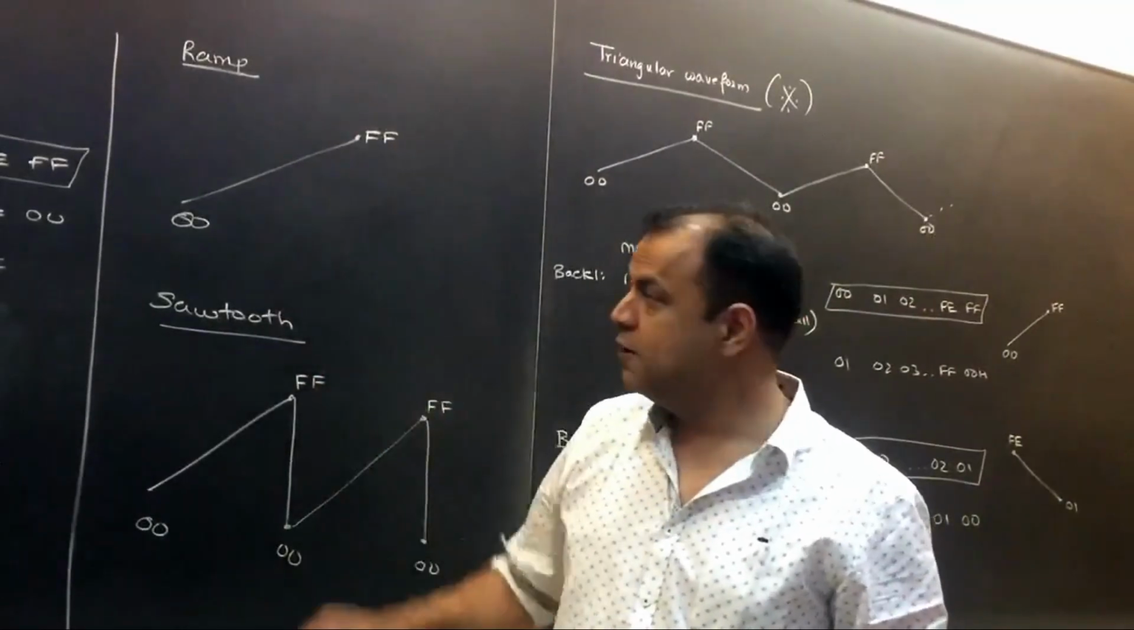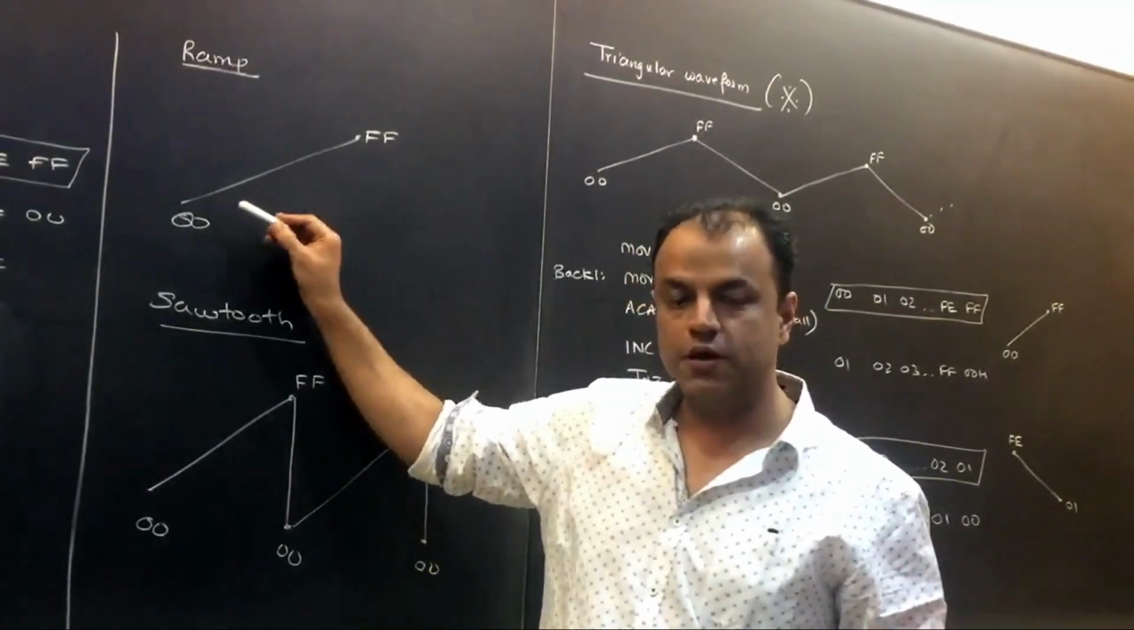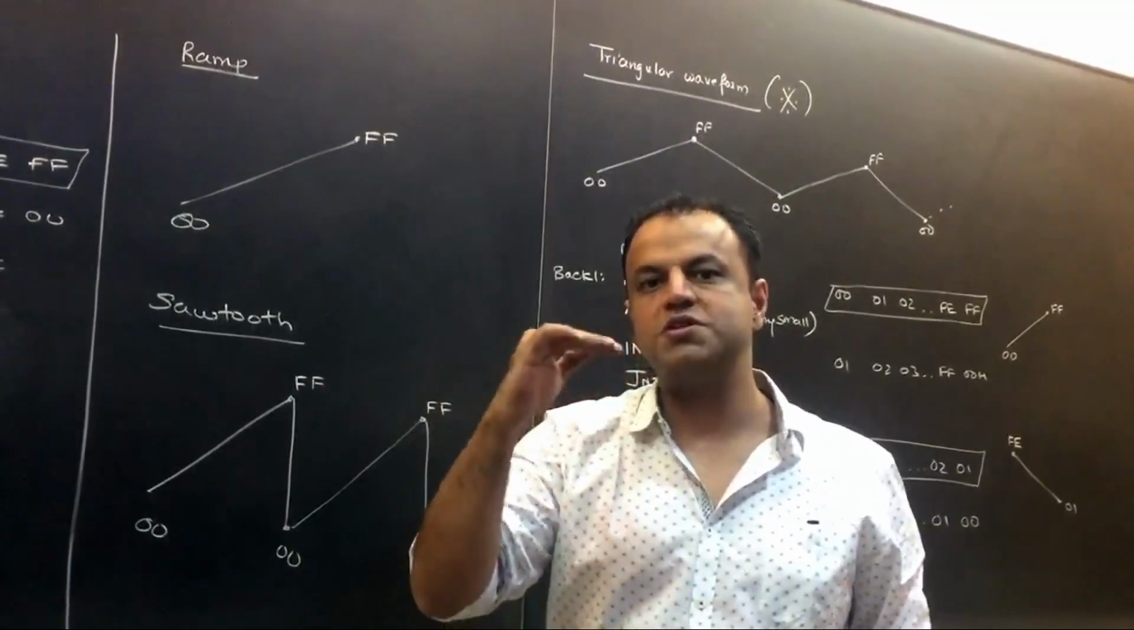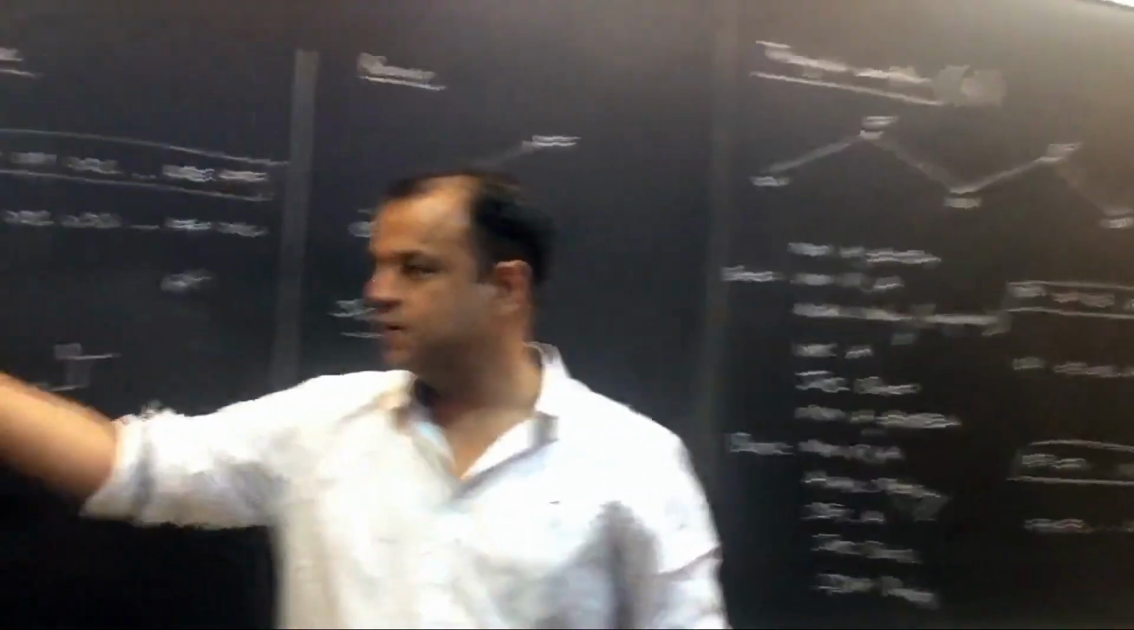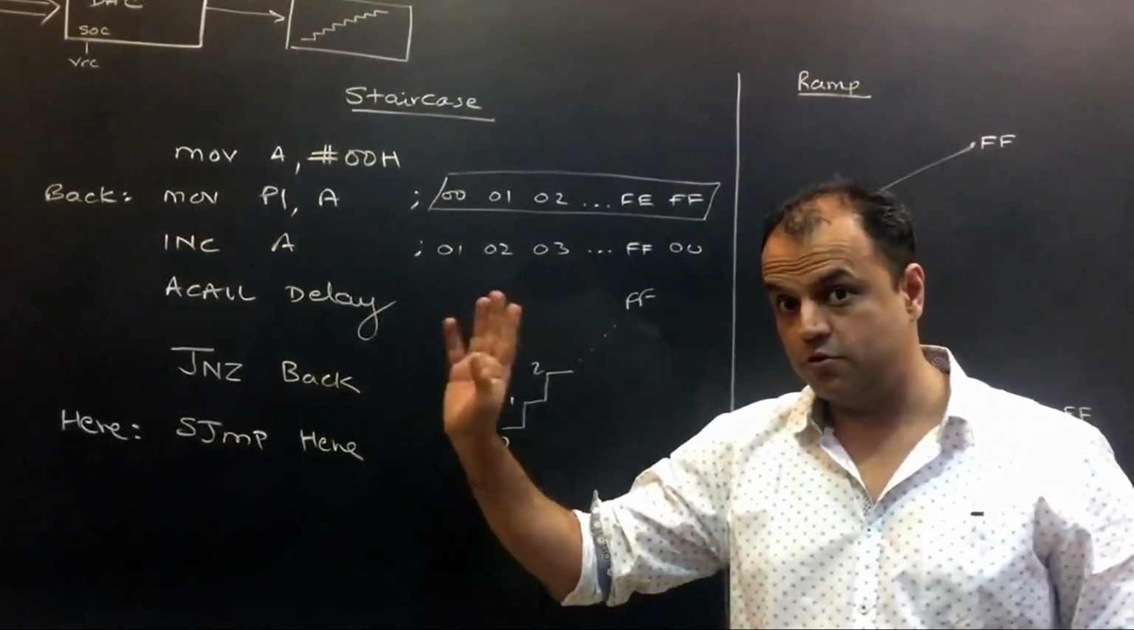0, 0 to FF, but now it has to be smooth. For it to be smooth, you don't want those steps. Are you understanding what I'm saying? Now, how do you not see the steps? Simple, remove the delay. Now, don't be so fast.